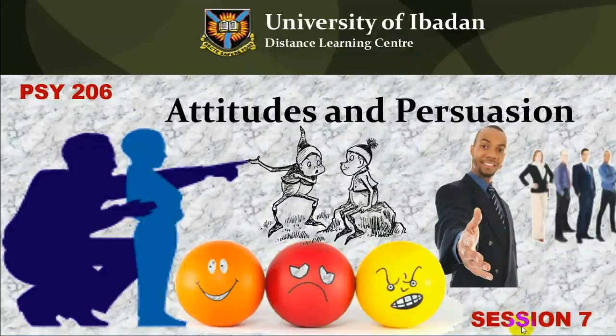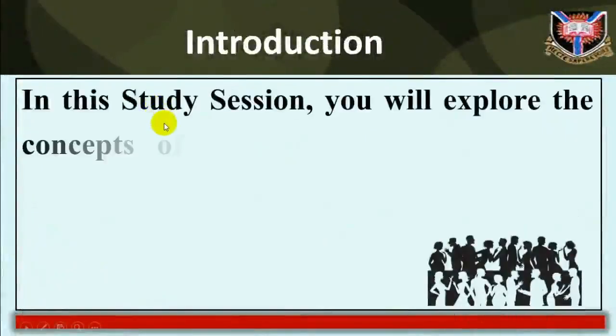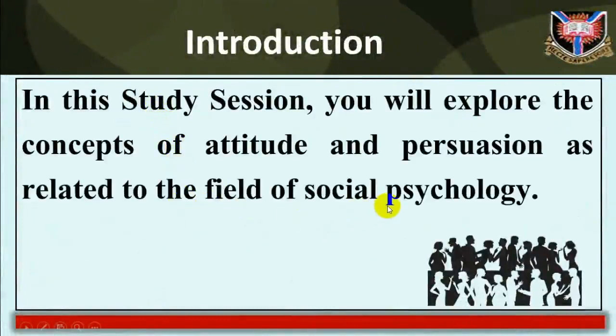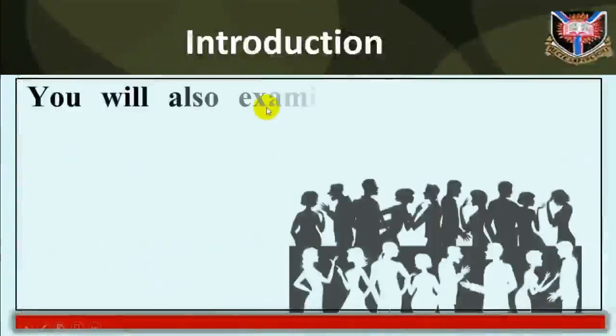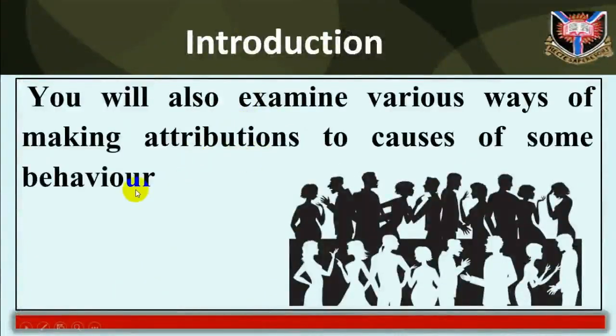In study session 7, Attitudes and Persuasion. In this study session, you will explore the concepts of attitude and persuasion as related to the field of social psychology. You will also examine various ways of making attributions to causes of some behavior.